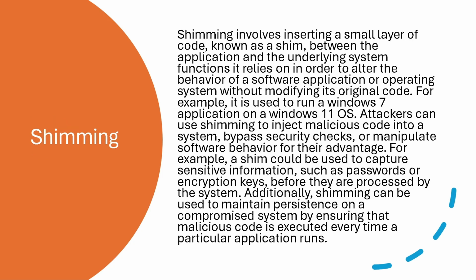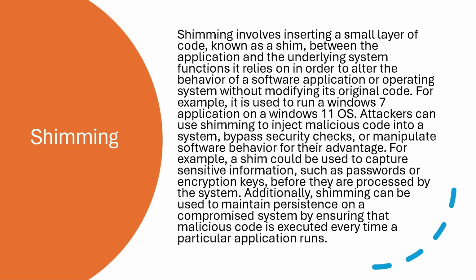Shimming. Shimming involves using a small layer of code known as a shim between the application and the underlying system functions it relies on, in order to alter the behavior of a software application or operating system without modifying its original code. For example, it is used when running a Windows 7 application on the Windows 11 OS.